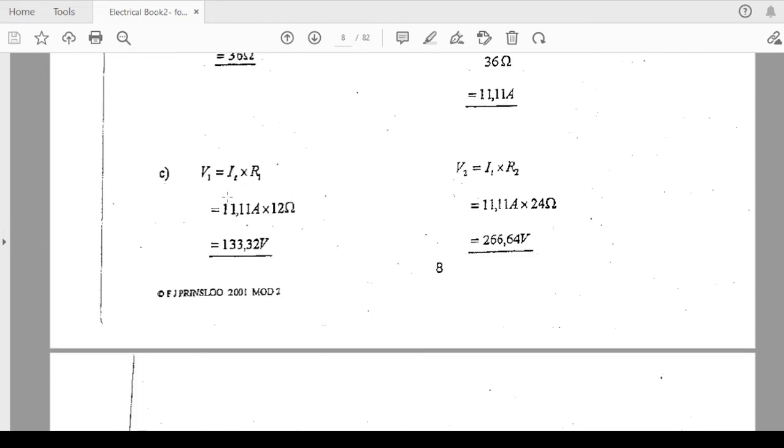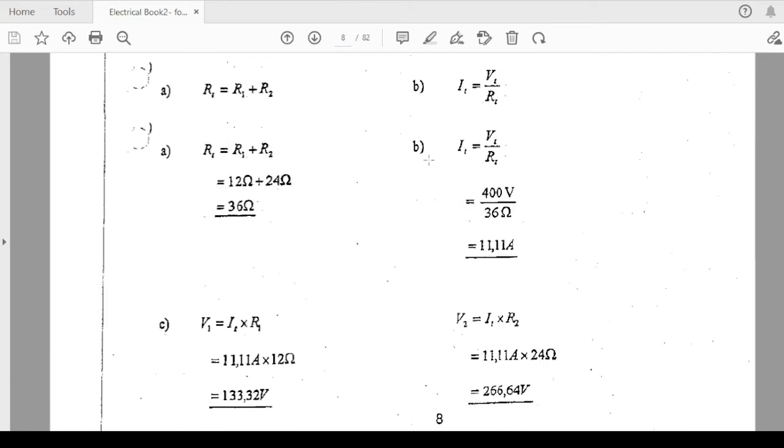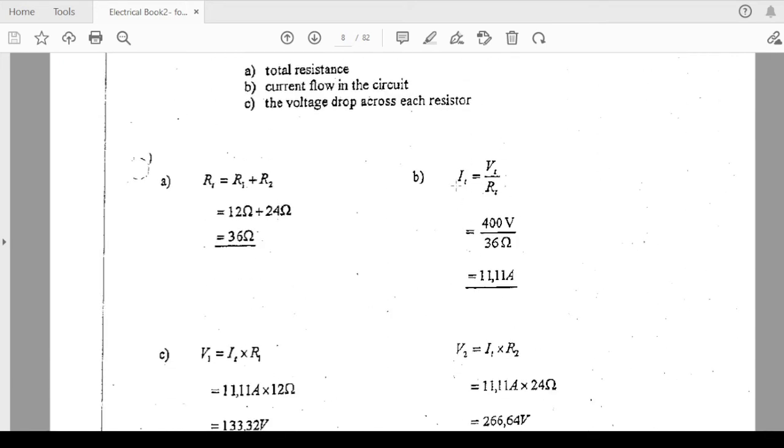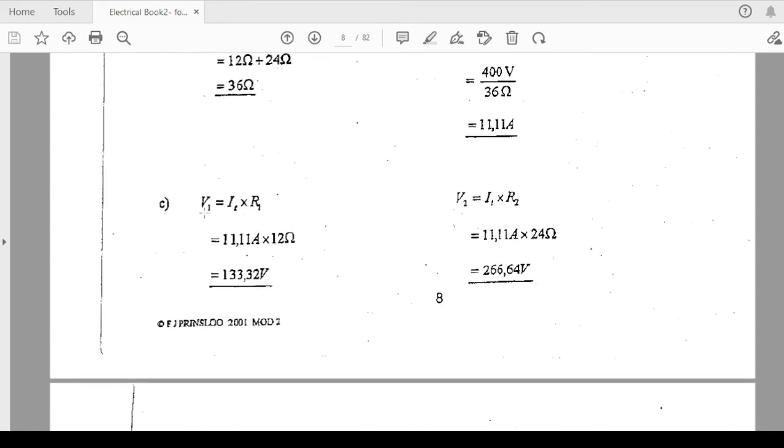Check the formula. V1. Why V1? Because it's voltage across resistor 1, equals current T, total current is the same, times R1. You manipulate your equation from that one. Let me show you. From this one, I equals V over R. So if you are looking for V, you multiply these two. R times I equals V. That's what they have done here.